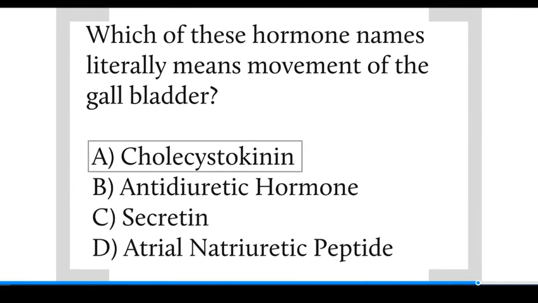The word cholecystokinin is made up of three main Greek roots: chole, which means bile or gall, cysto, which means bladder, and kinin, which refers to movement, as in kinetic energy, or it's the root of the word cinema, meaning moving pictures. And so it literally means making the gallbladder move or contract.